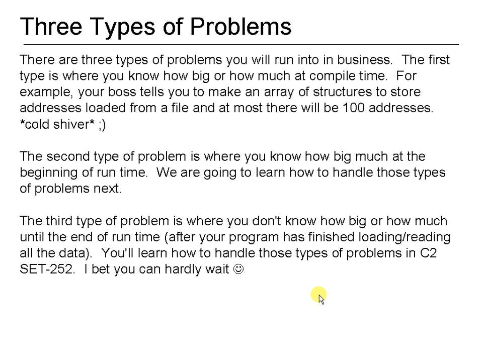The second type of problem is where you know how big or how much at the beginning of runtime. We're going to learn how to handle these types of problems next. Now the third type of problem is where you don't know how big or how much until the end of runtime, which is after your program has finished loading or reading all of the data, and pretty much at the end of your program. You'll learn how to handle those types of problems in C2, which is SET-252, and I bet you can hardly wait.